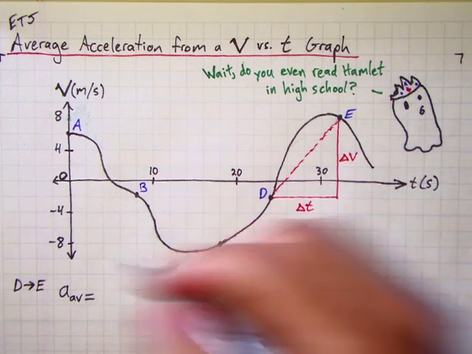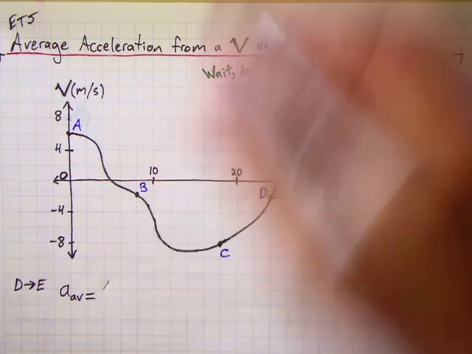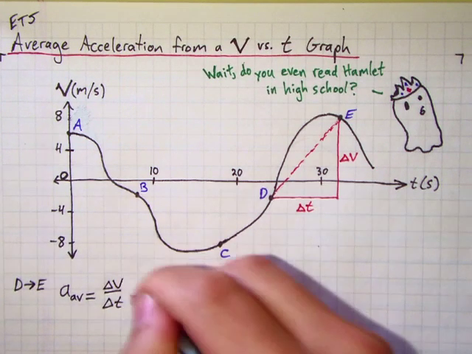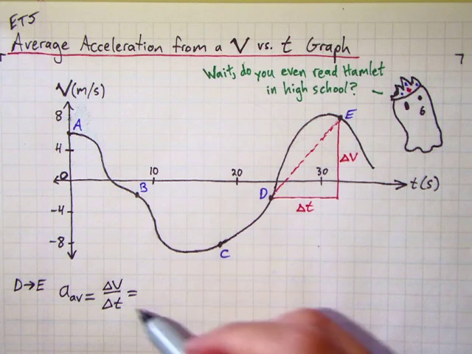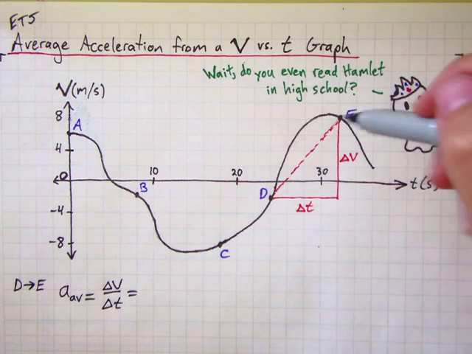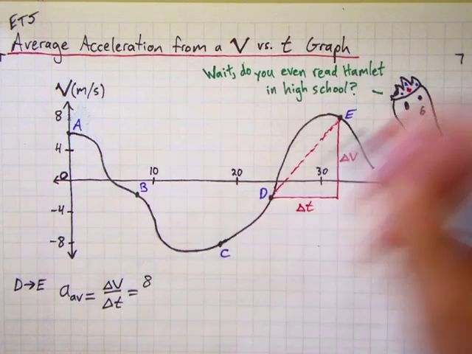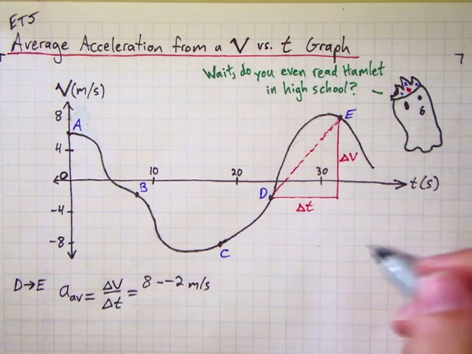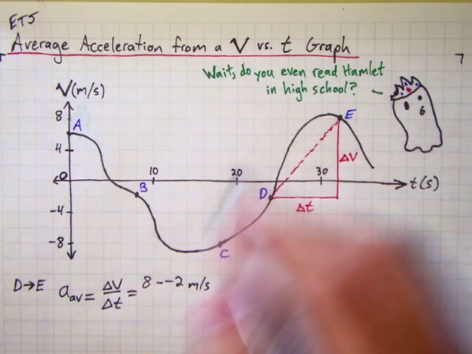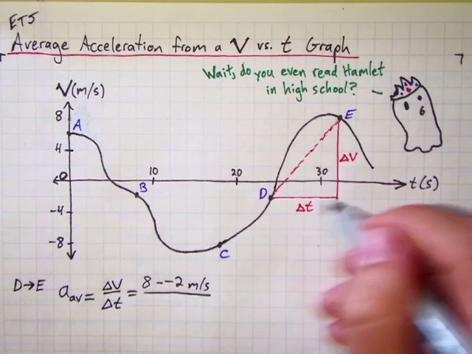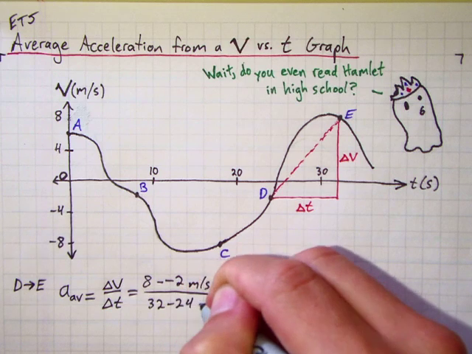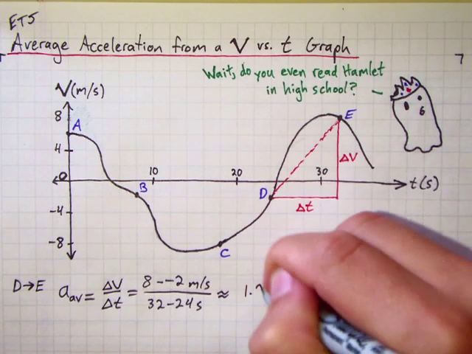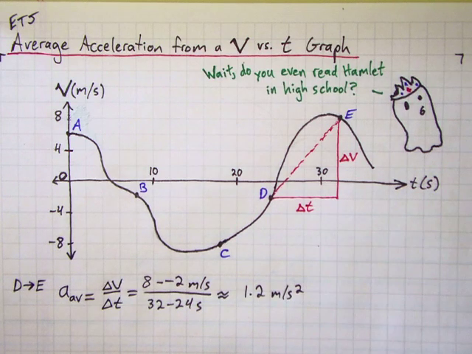From our definition for average acceleration, which is the change in velocity over the change in clock time over our time interval, we see that delta V over delta T is 8 meters per second minus -2 meters per second, final minus initial, over 32 seconds minus 24 seconds, which comes out to about 1.2 meters per second squared.